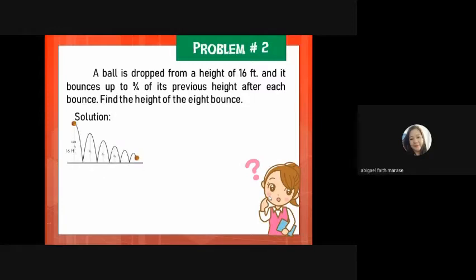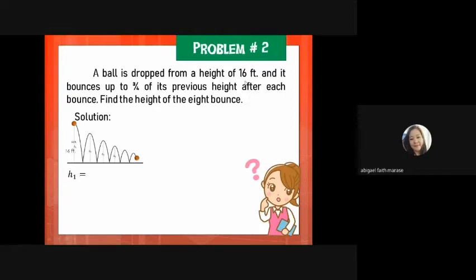Okay. I have the representation of the situation given in the problem. So, the first height we have here is 16 feet. Okay. And the first bounce is 3/4 of the previous height. Okay, so we'll be getting its 3/4 for height 2, then 3/4 again of height 2 for height 3, and so on. Okay, so let's list down our given.